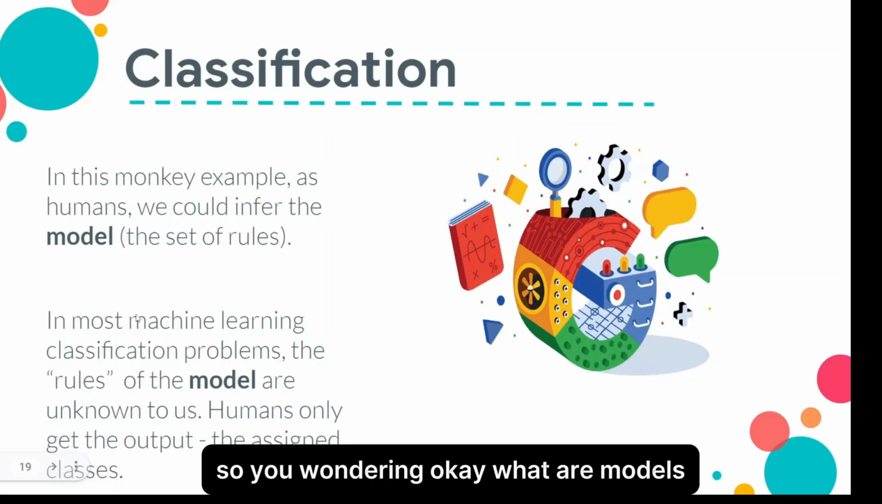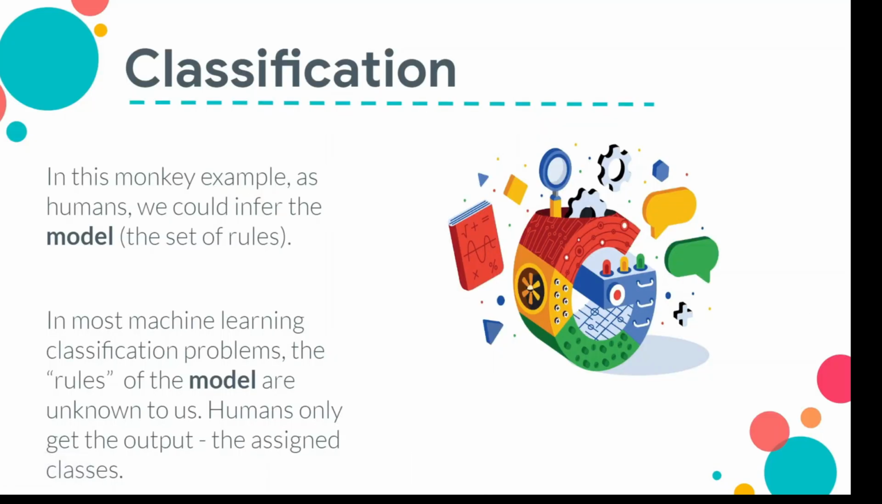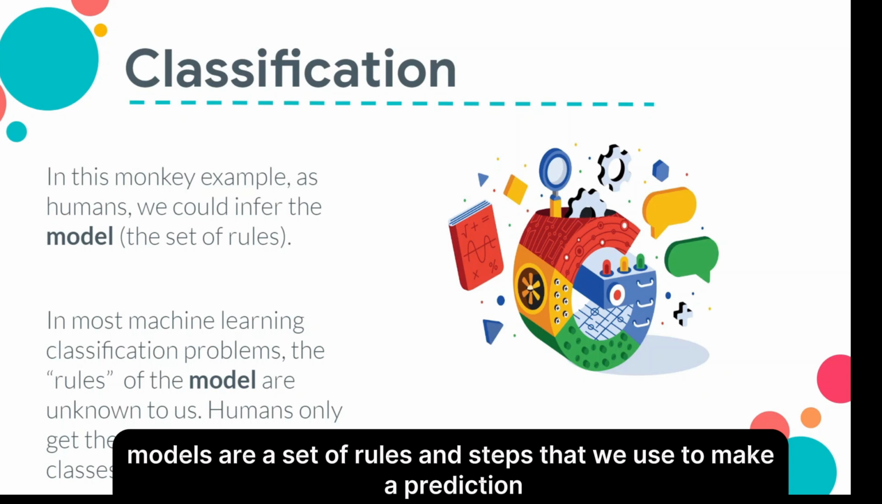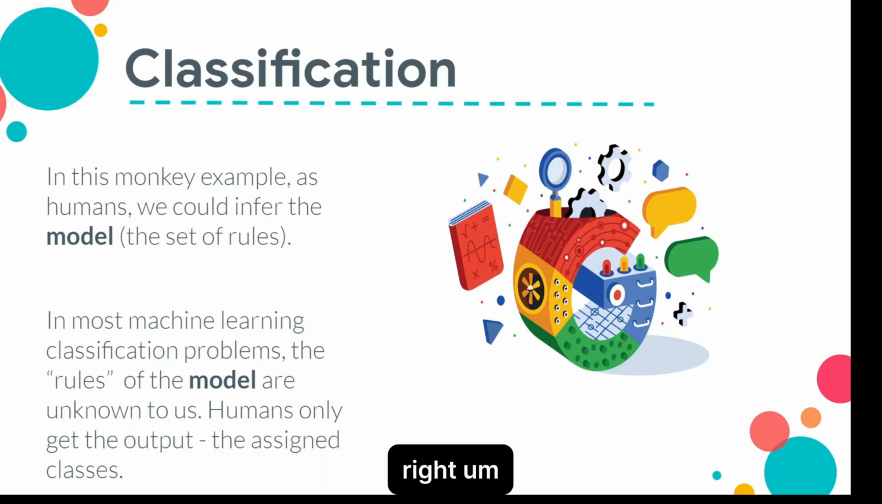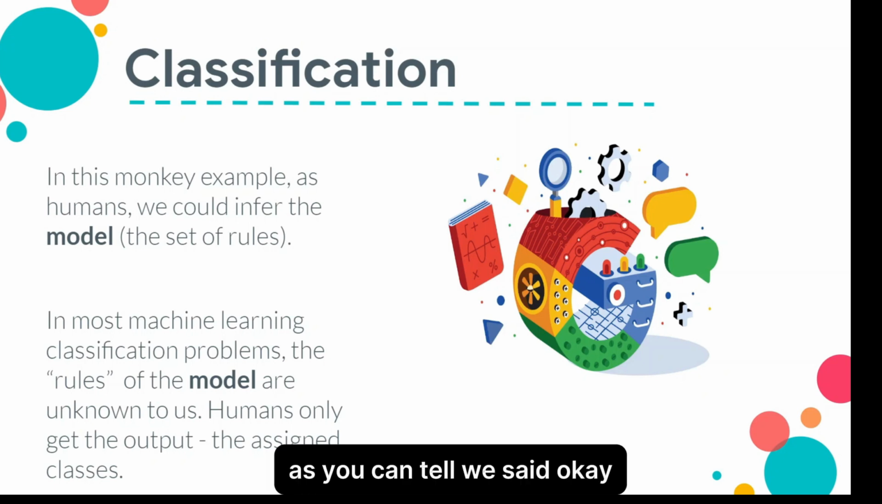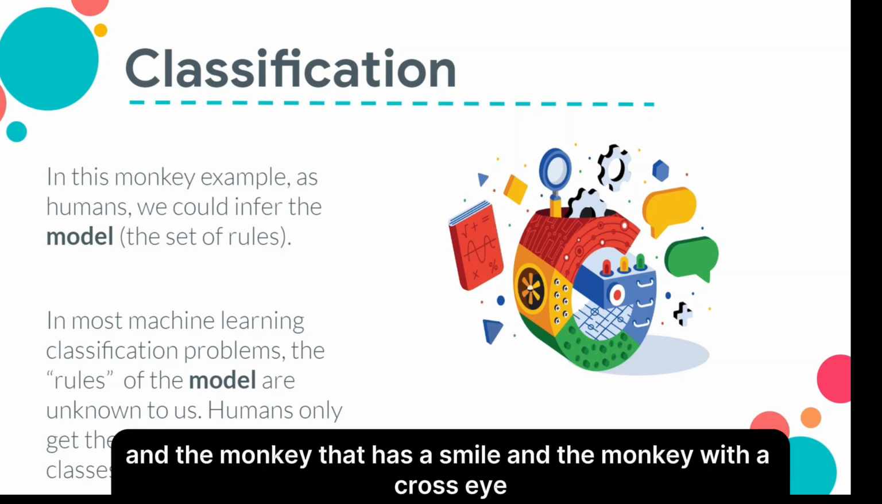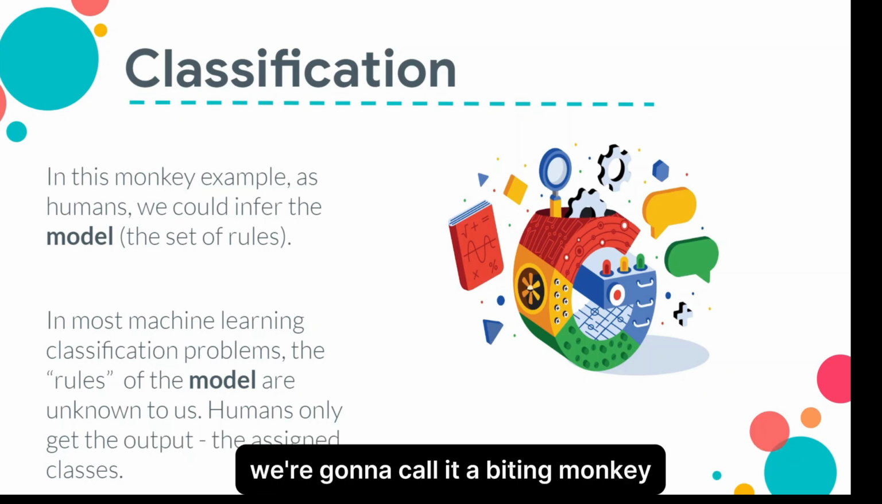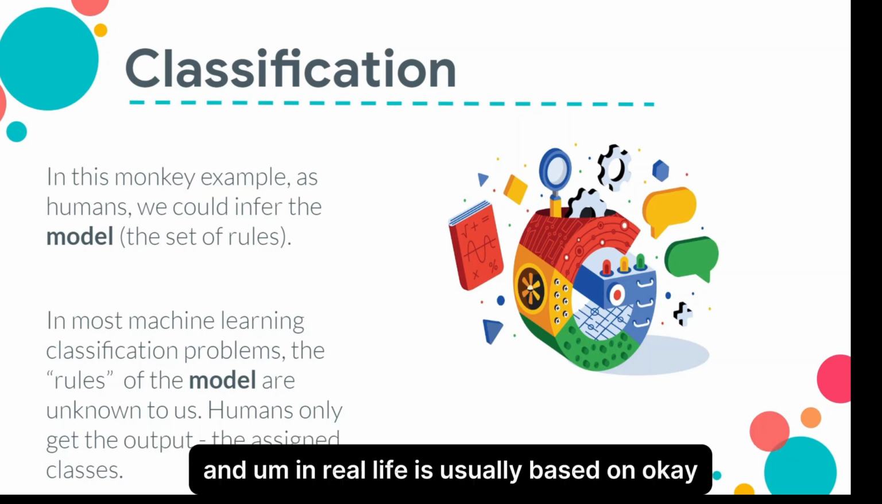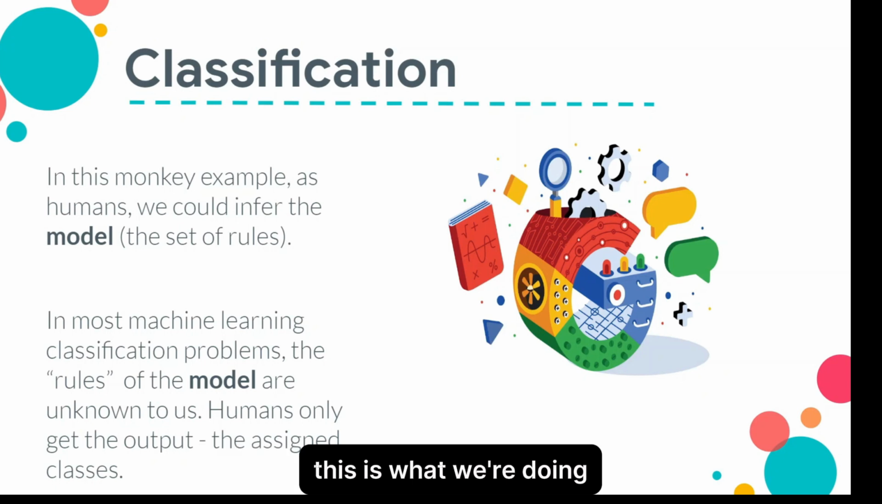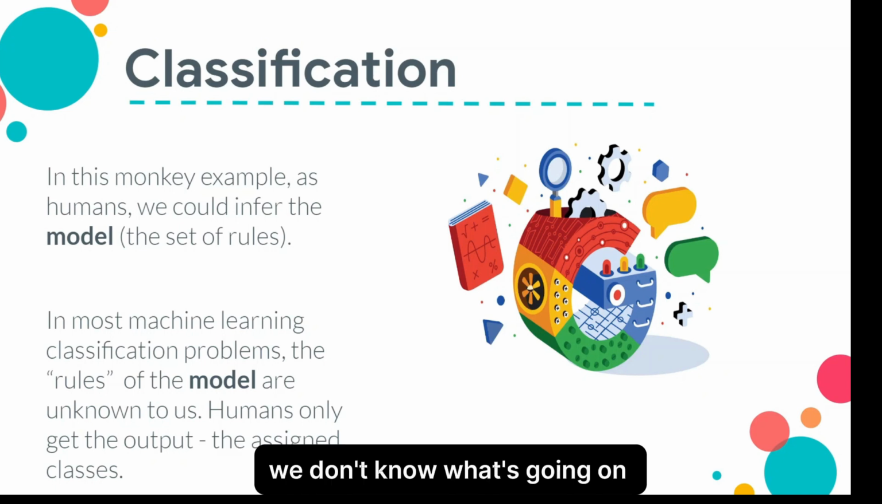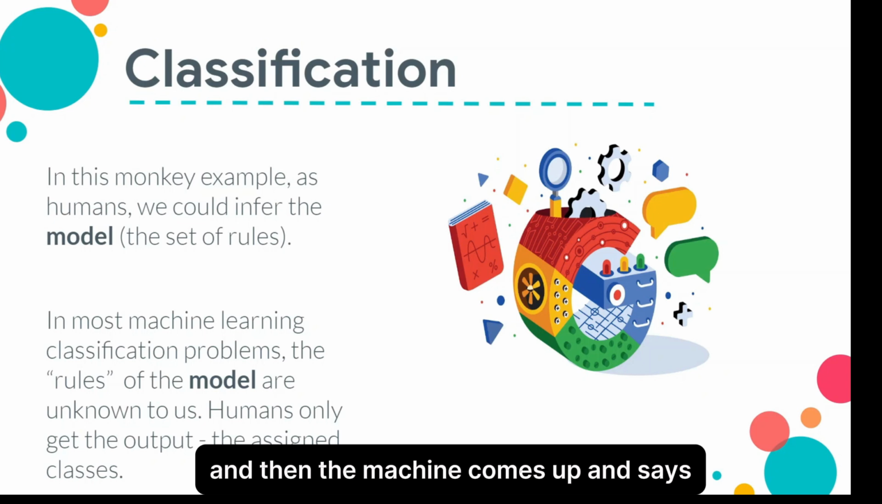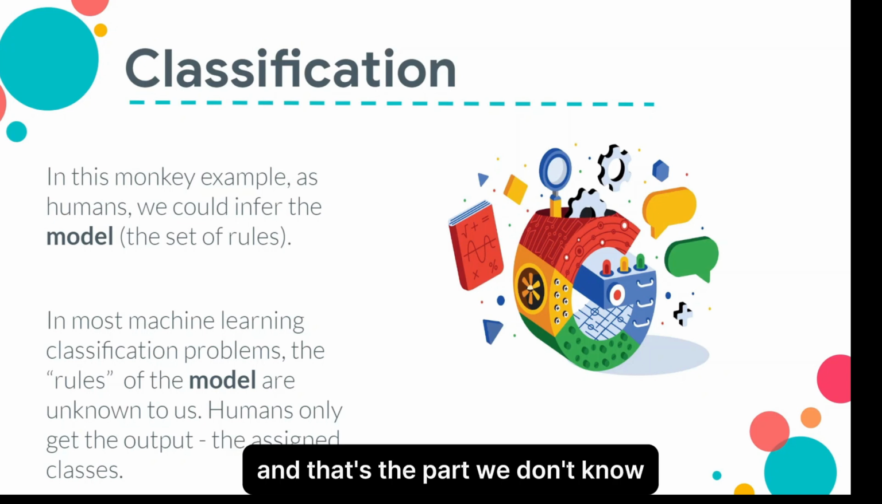So you're wondering, okay, what are models? Well, models are a set of rules and steps that we use to make a prediction. As you can tell, we said, okay, these are the rules: any monkey that has a smile and a cross eye, we're going to call a biting monkey. In real life, we don't know what's going on, and then the machine comes up and says, oh, I figured out the model, and that's the part we don't know.